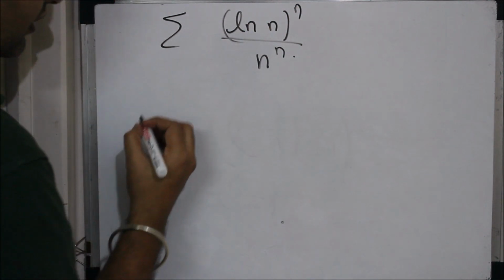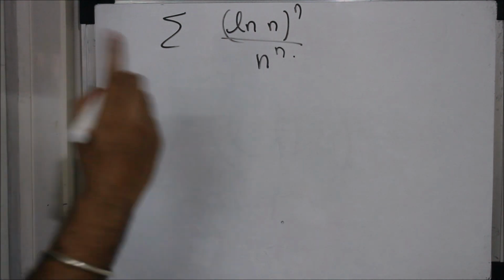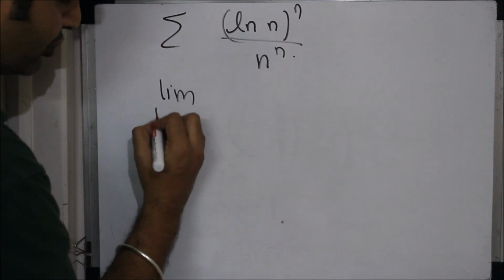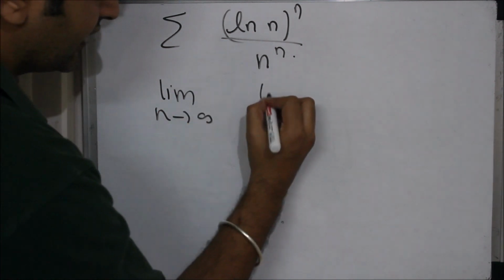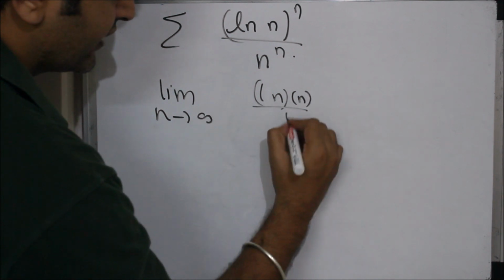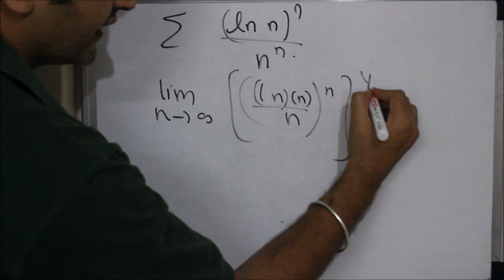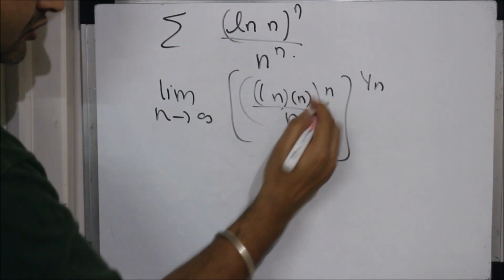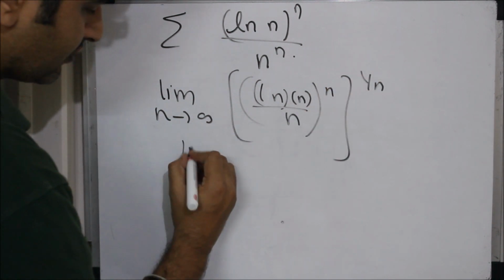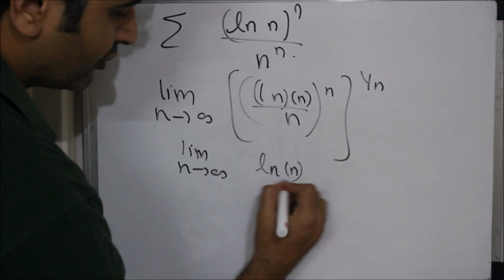Now again here, if I can see there is a power in the picture, so I will prefer the root test. So what do you have by the root test? Limit n going to infinity, ln of n upon n, this whole to the power n, and you take the nth root of a_n. So here this power n goes away, and what I am left with is limit n going to infinity, ln of n upon n.